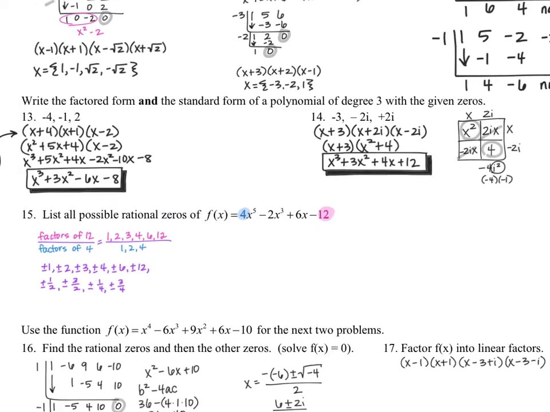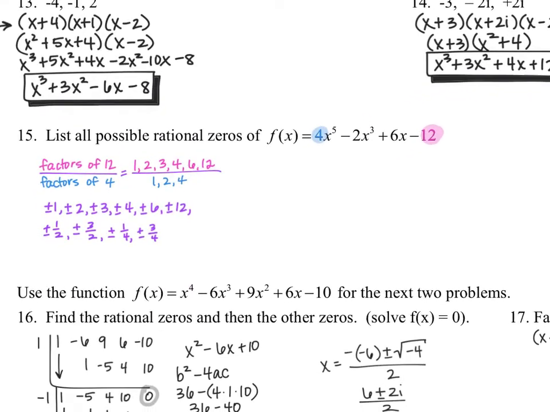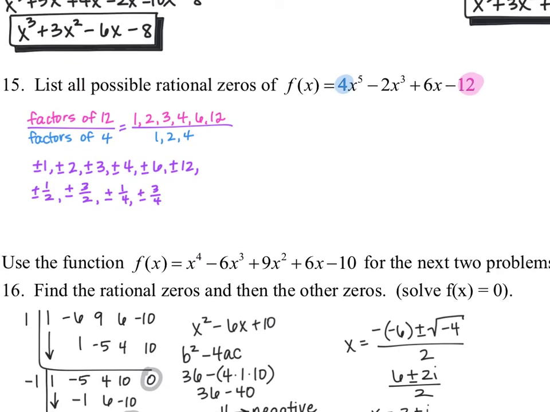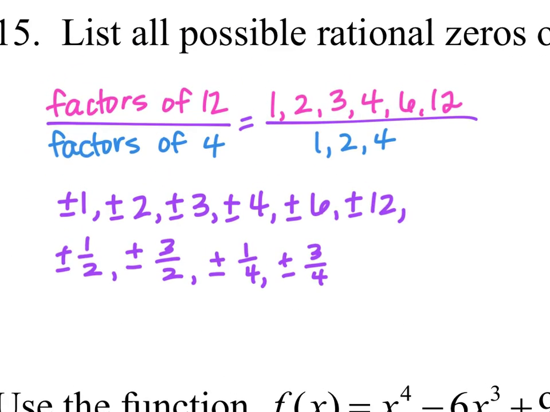For our next problem, we are asked to list all the possible rational zeros of the polynomial function 4x to the 5th minus 2x cubed plus 6x minus 12. Remember, to generate this entire list, we need to take all the factors of the constant and put them over all the factors of the leading coefficient. And then to generate the list, we want to take each numerator and put it over each denominator.